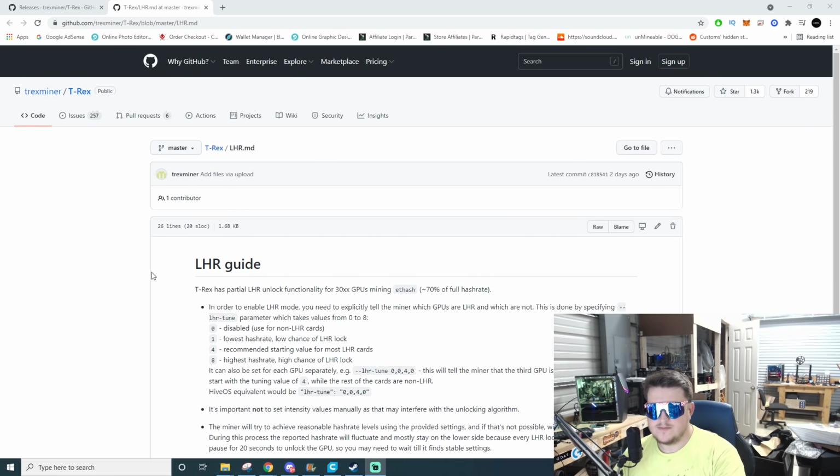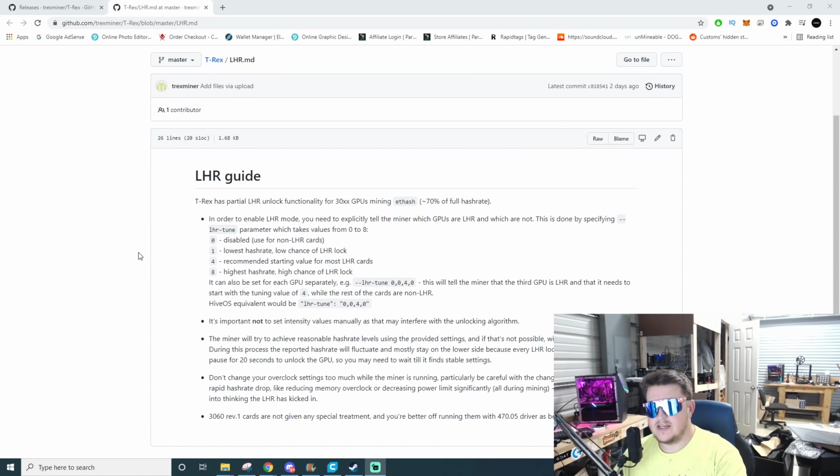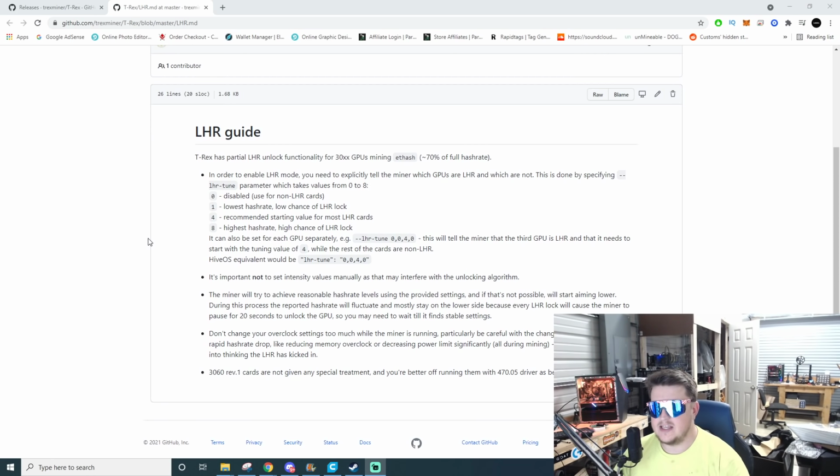Let's click on over and see the official GitHub for T-Rex. Here we are. This is the official T-Rex GitHub, and this is their breakdown of the LHR guide. T-Rex has a partial LHR unlock functionality for 30 series GPUs mining ETH hash. You get about 70% of your full hash rate, just like some of the other unlocks out there.